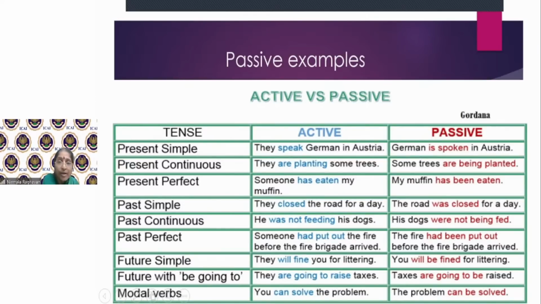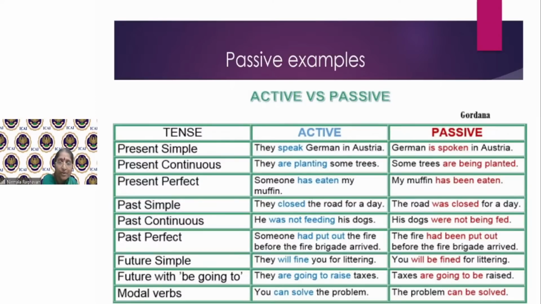Okay. Now, someone has eaten my muffin. That is present perfect. My muffin has been eaten by somebody is understood. Then past simple. They closed the road for a day. The road was closed for a day. Okay. Past continuous. He was not feeding his dogs. His dogs were not being fed by him. Past perfect. Someone had put out the fire before the fire brigade arrived.